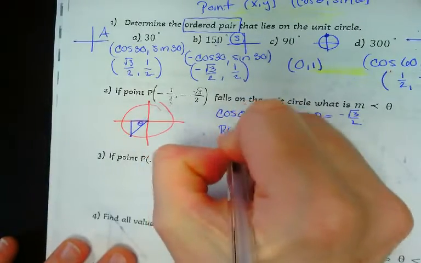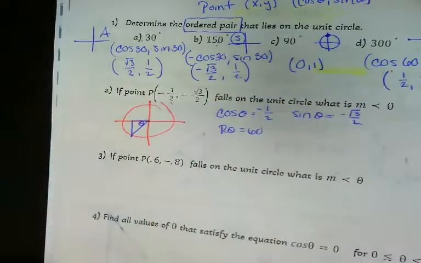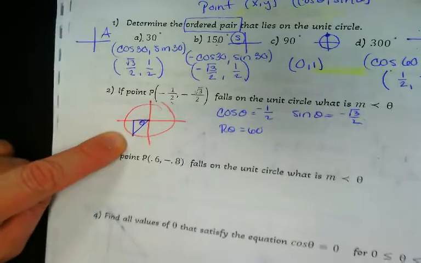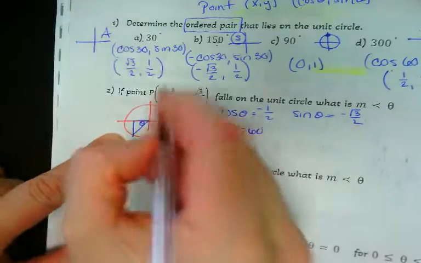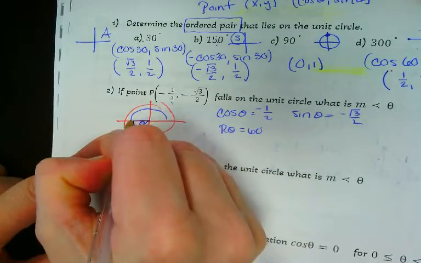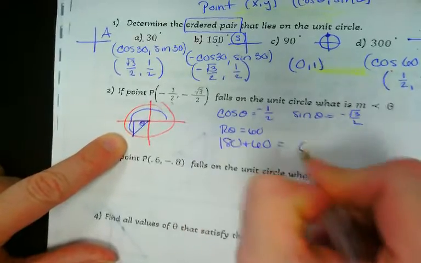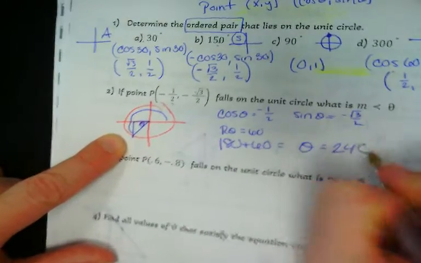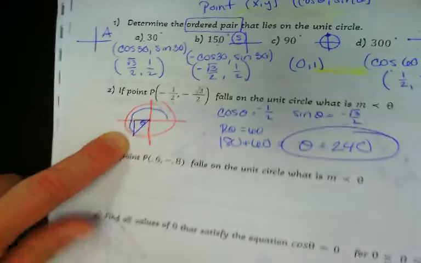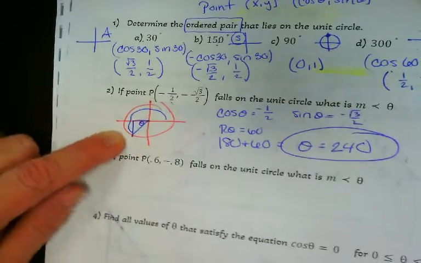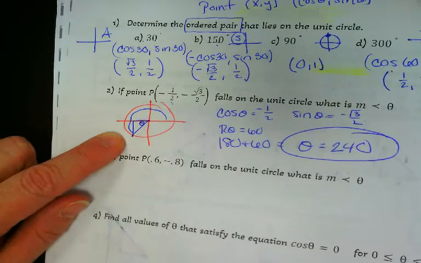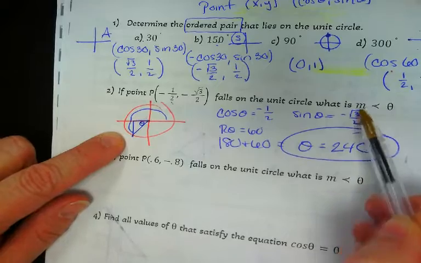So my reference angle is 60. Now, can 60 be the answer in the third quadrant? No, it's got to be 180 plus 60. 180 plus 60, my angle is 240. Make sure you pick an angle in that quadrant. It's just a quick way to say the measure of the angle.